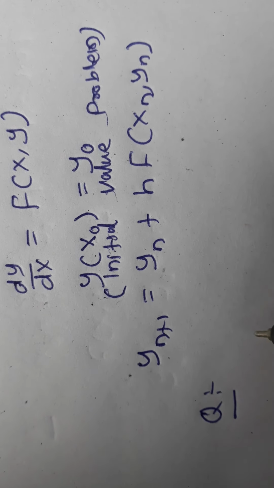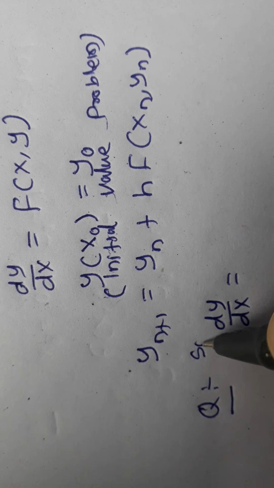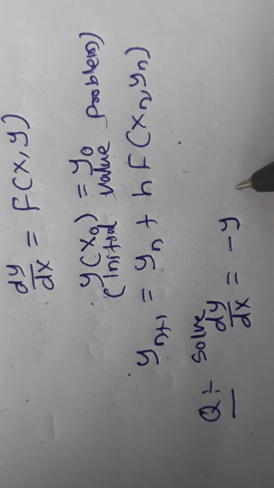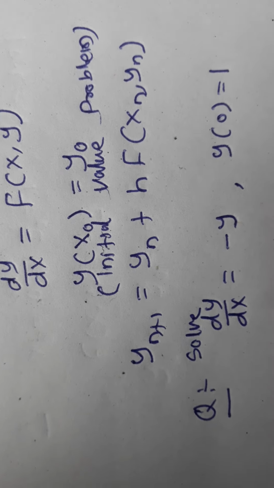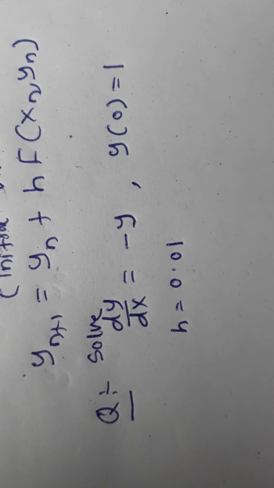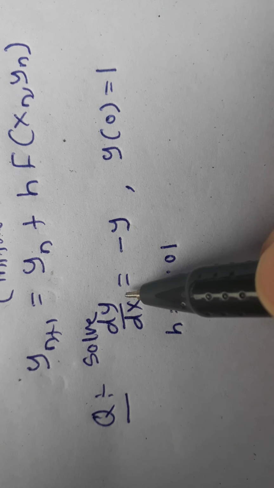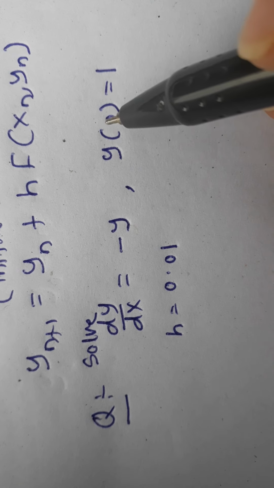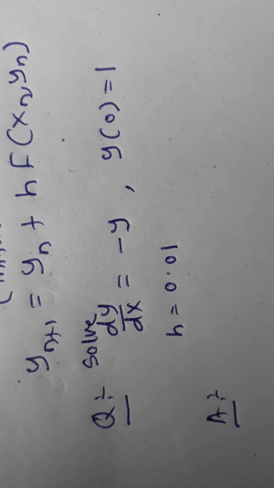Suppose there is a question: solve dy by dx is equal to minus of y. The initial value is given like this: y of 0 is equal to 1 and h is given as 0.01. This is the problem where the differentiation of y with respect to x is given. The initial values x0 and y0 are given, h is given. We have to solve it.